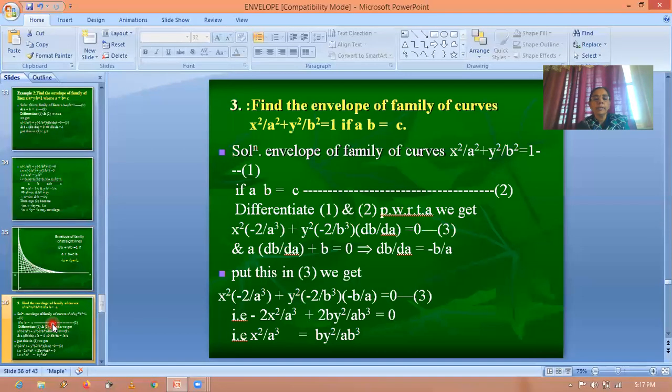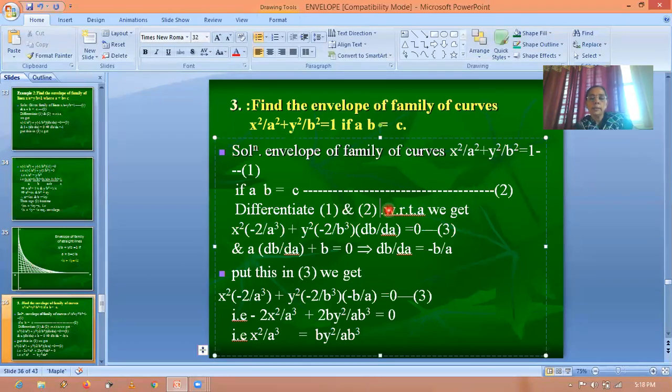Next, similarly, for the same family of curves, ellipses, but here the second equation is the product is c. A into b is equal to c here. So in that case, the envelope of the family of curves x square by a square plus y square by b square is equal to 1. Take it as equation 1. A into b equal to c as 2. Then similar to the previous example, differentiate 1 with respect to a.